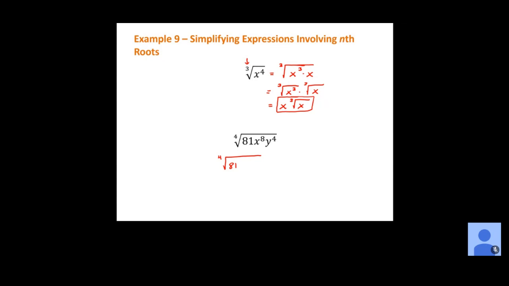Good. That's going to be x to the 4th power times x to the 4th power. Because again, properties of exponents, we would add those exponents together. 4 plus 4 would give us the 8 that we started with. And then our y to the 4th is already a group of 4, so I'm just going to leave that as y to the 4th.